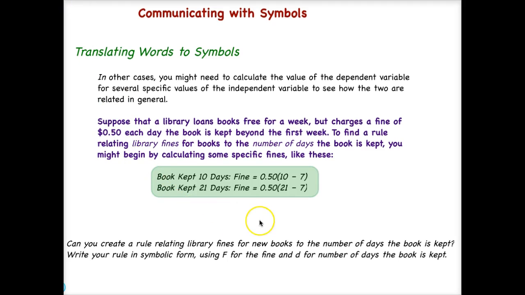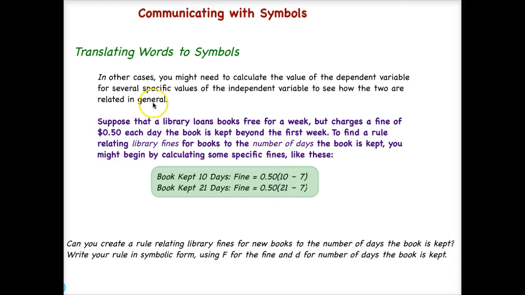You might have made some calculations like this. The fine is going to be equal to 50 cents for every day over 7. So you may have said, well, let's just pretend that I've kept the book for 10 days. I would have had it for 3 days in which I paid 50 cents per day. Maybe I kept the book for 21 days. How would I calculate my fine? Well, you might have paid 50 cents for every day over 7 days. In other words, 21 minus 7. So how can we take this information and create a rule that will work for any number of days?